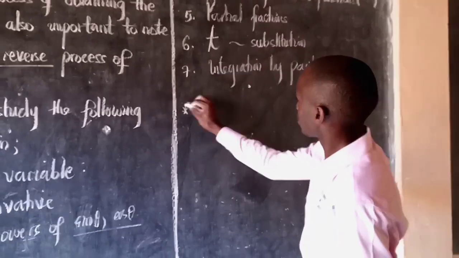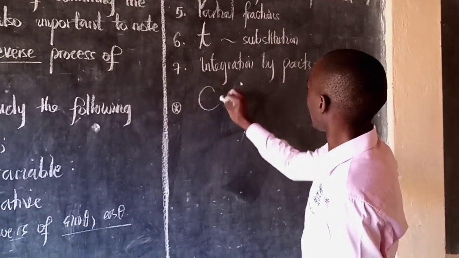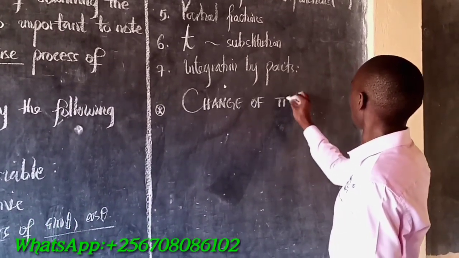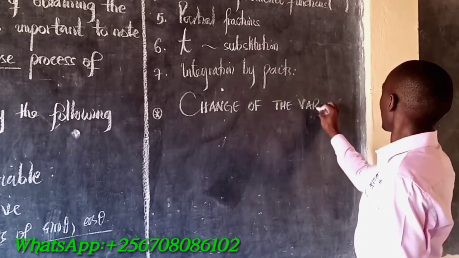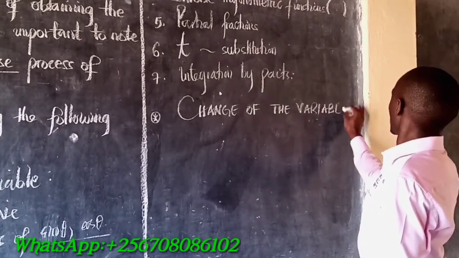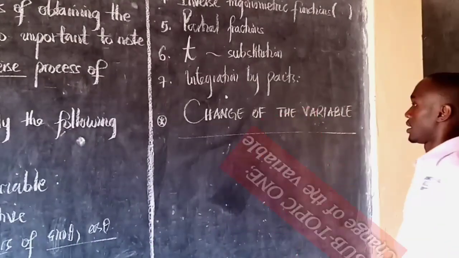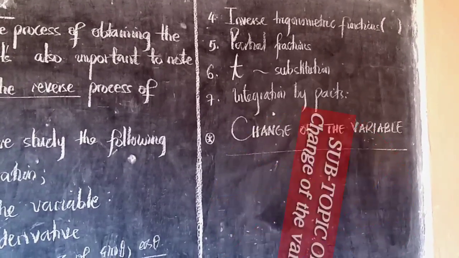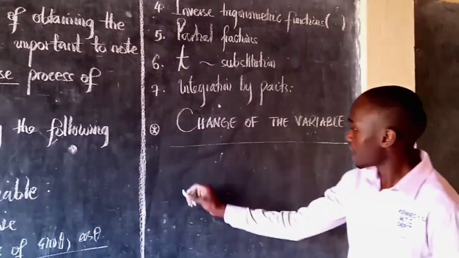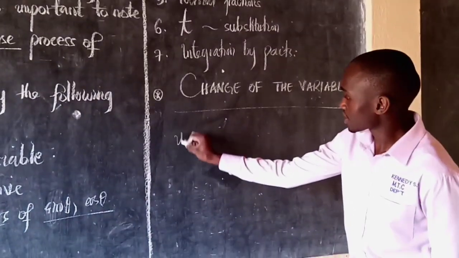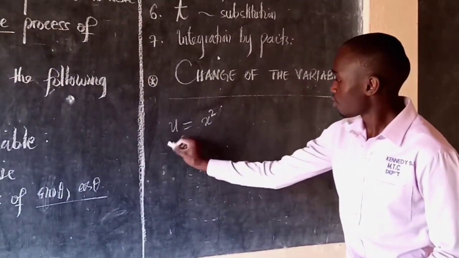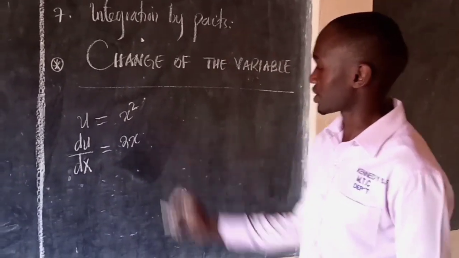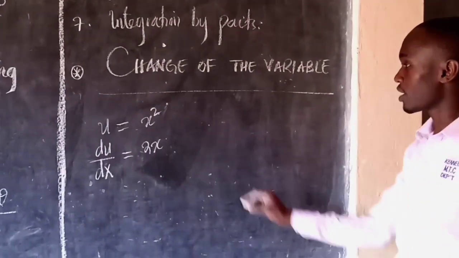In our discussion today, I want us to look at the change of the variable technique. Generally throughout the whole chapter, it is interesting that one must learn how to differentiate. For example, a case when u is x squared, one recalls under differentiation that du dx is the same as 2x. Those are the ideas that are very paramount here.